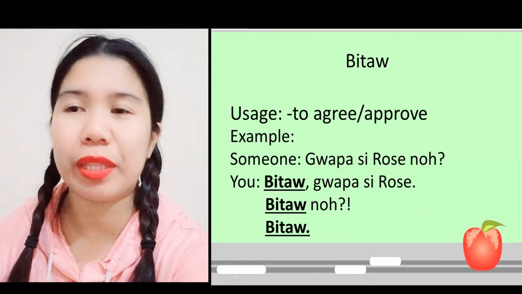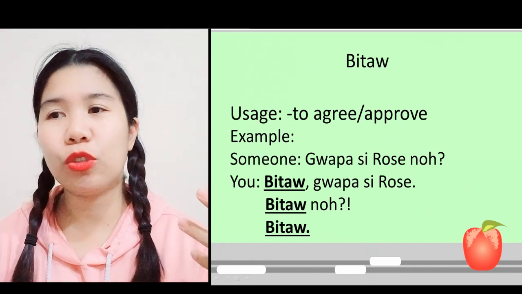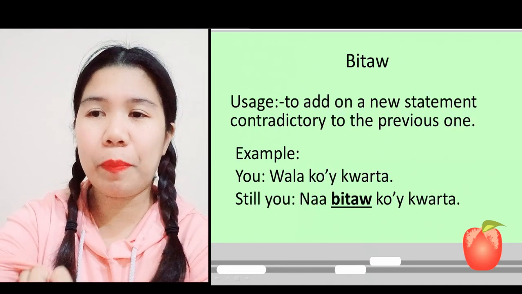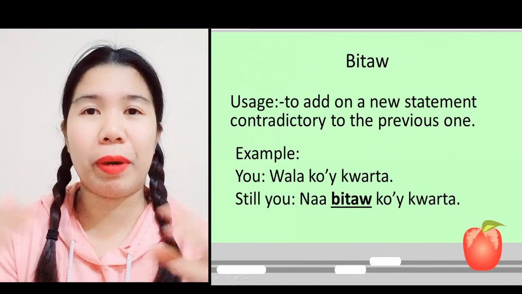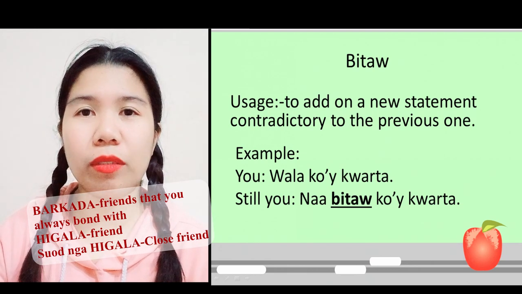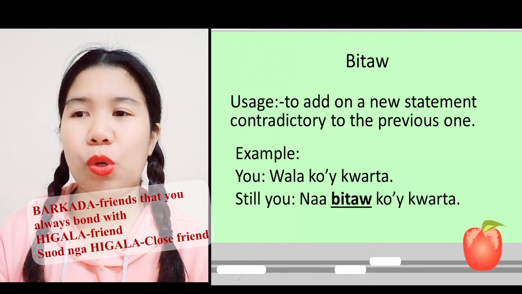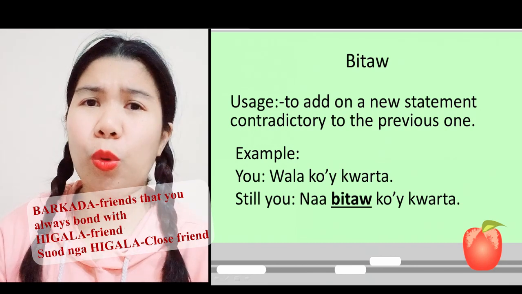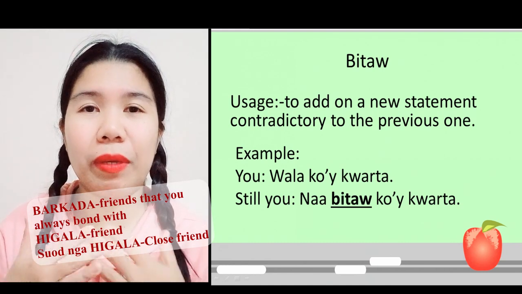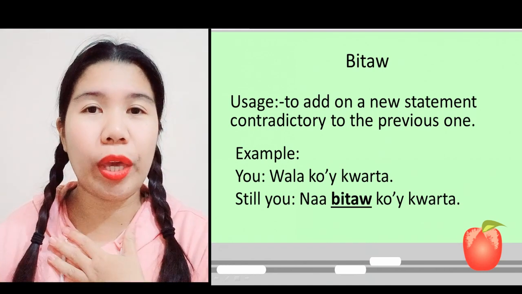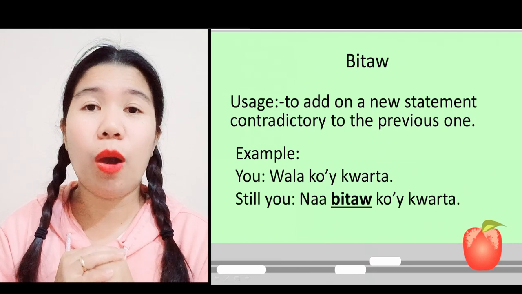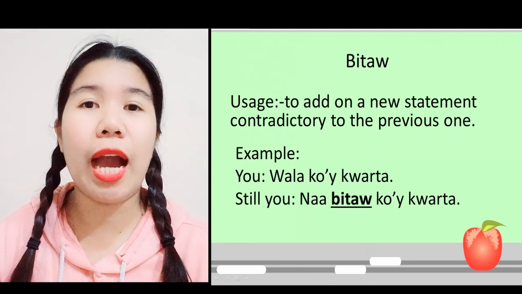Another usage of bitaw is when you want to contradict your first statement. So this is our situation. For example, you are with your friends. We call that barkada, okay? You are with your friends and then they want you to buy something for them. So you would say, "Wala ko'y kwarta," meaning I don't have money. Wala, meaning nothing, I don't have. Ko'y, me. And then kwarta means money, okay? So when you say "wala ko'y kwarta," it means I don't have money.